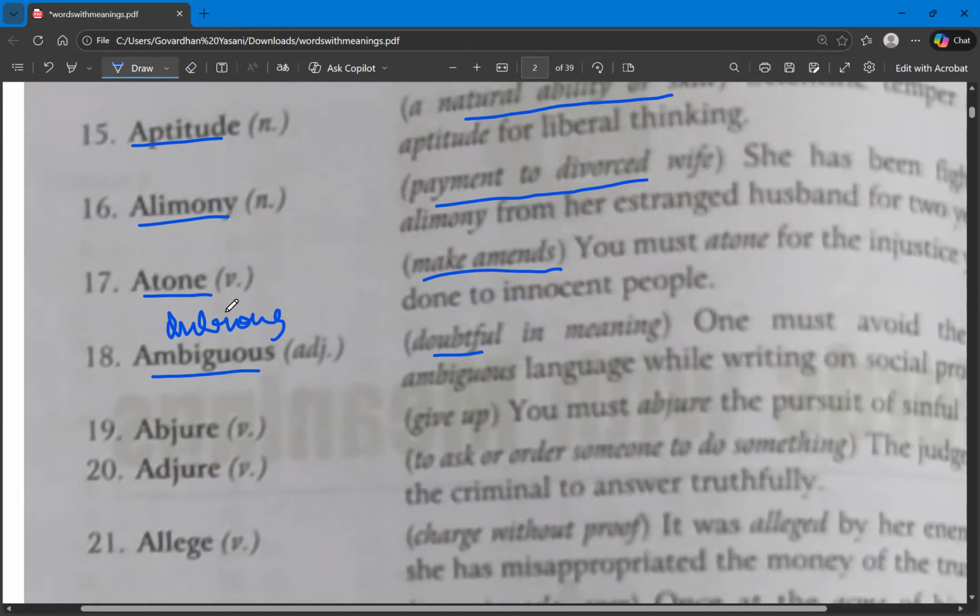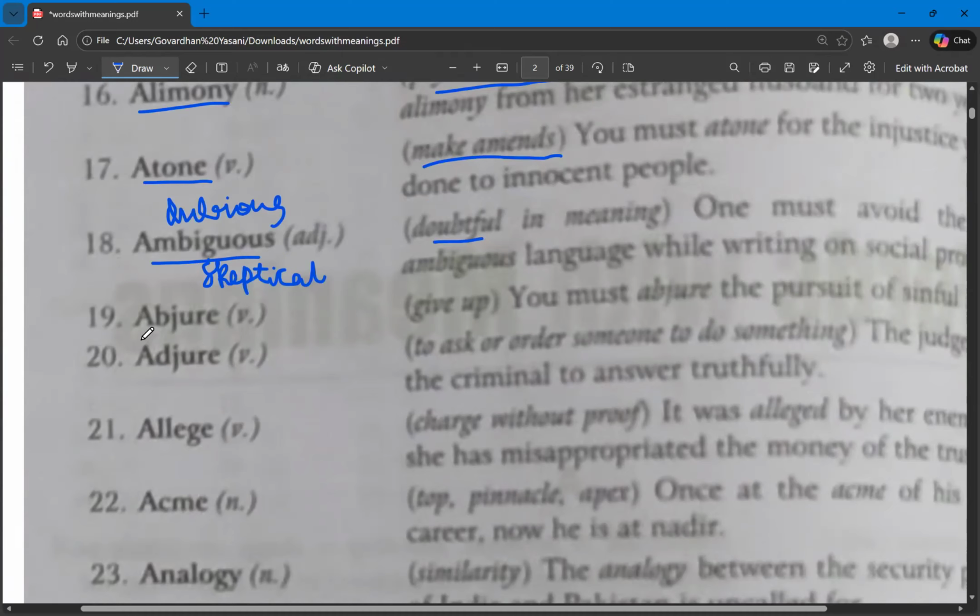Dubious. Dubious. And also skeptical. Skeptical. These all mean the same: ambiguous, dubious, skeptical, doubtful. The next one is abjure. Abjure means give up. You must abjure the pursuit of sinful things. So you must abjure bad habits.